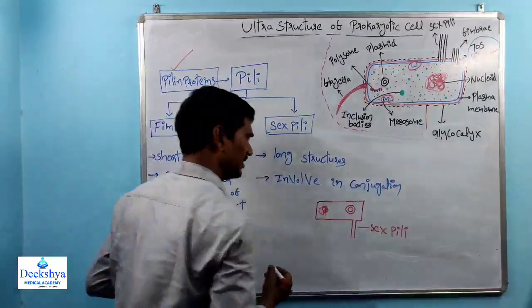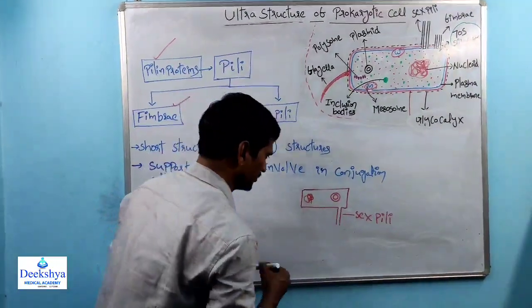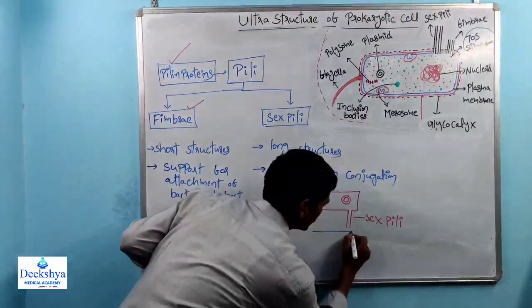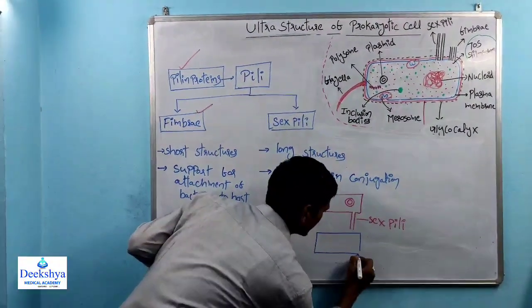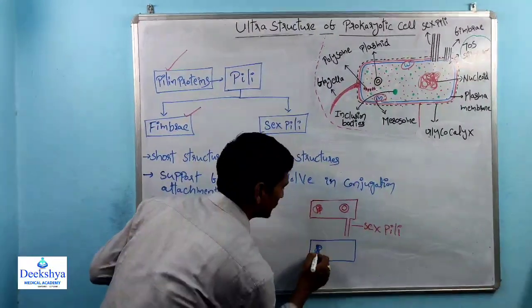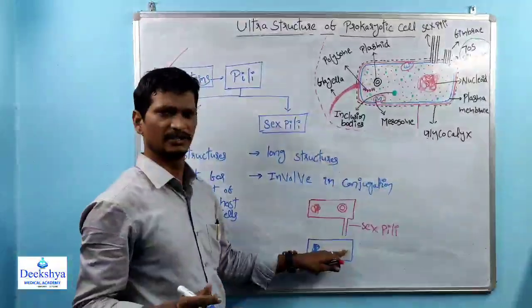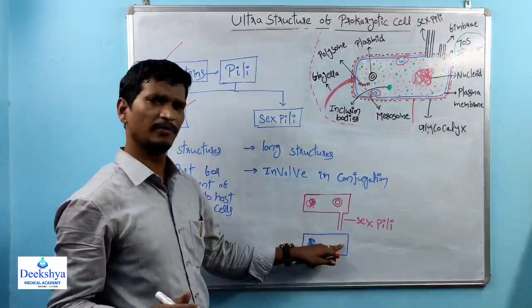This is called as sex pillar. And another bacteria is present. This bacteria only has the main genetic material. The bacteria does not have plasmid.